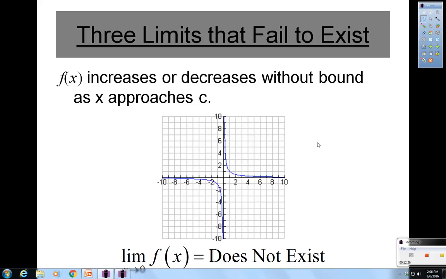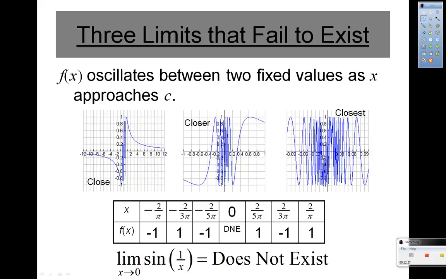The third and final one is sometimes, especially if you have trigonometric functions, your function oscillates between 2 fixed values. For example, right here, you can look at the t-table. The function is oscillating between -1 and 1, -1 and 1. So that limit does not exist. You can look at it graphically. For example, it looks like the limit exists, but then when you zoom in, it gets worse, and then when you zoom in even more, it gets worse. So that limit would not exist.